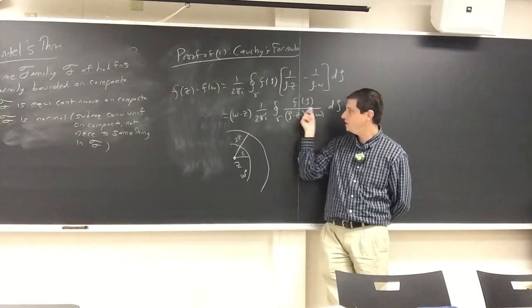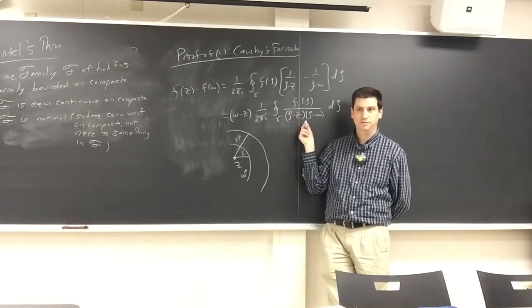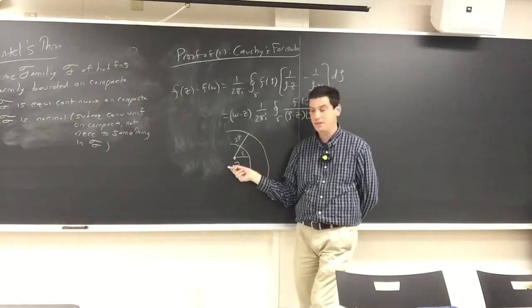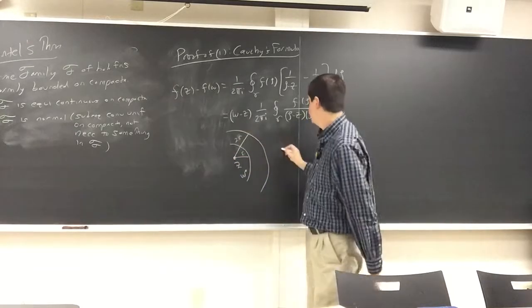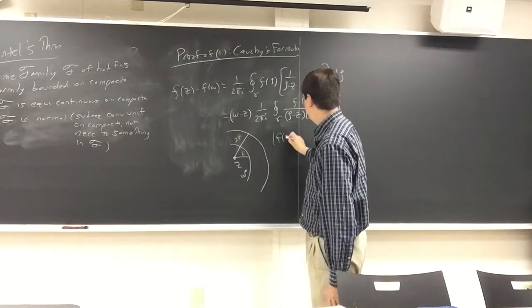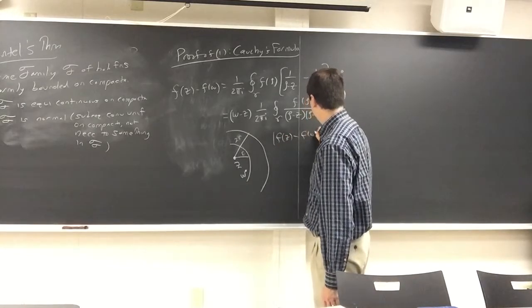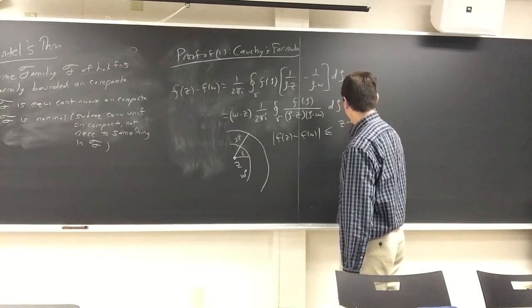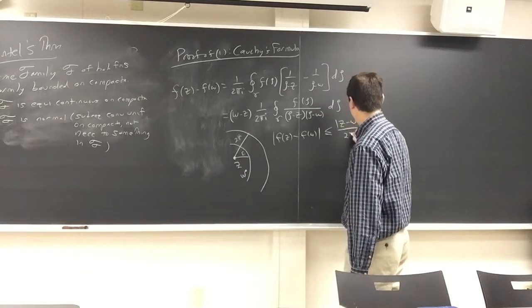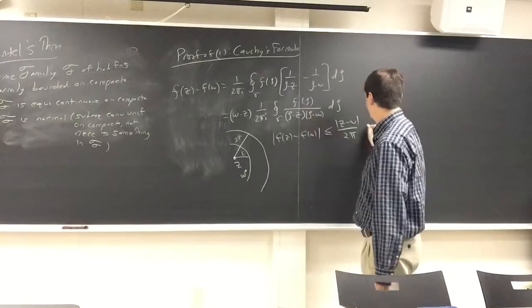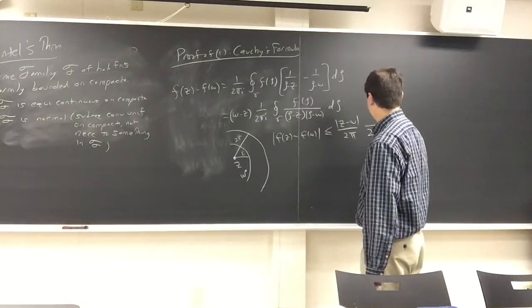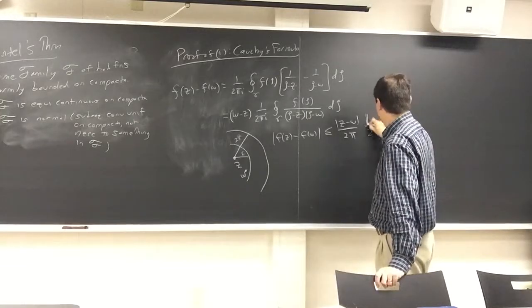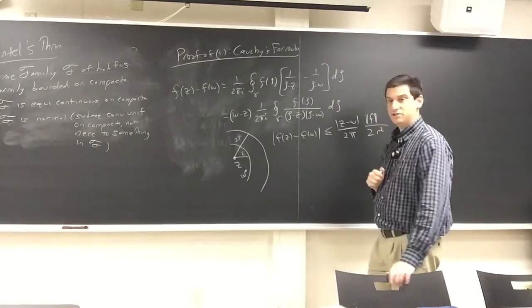So we know that this denominator can't be too small. Now, we're potentially sending r down to 0, but that's fine. We have some freedom over here. So we would get the absolute value of f of z minus f of w is less than or equal to the absolute value of z minus w divided by 2 pi. Over here, we'll get a 2r squared. And then f is bounded, so I'll put this to mean the largest value of f.